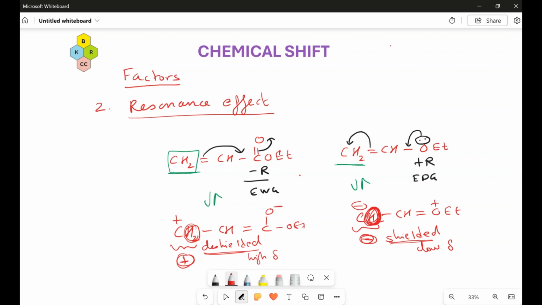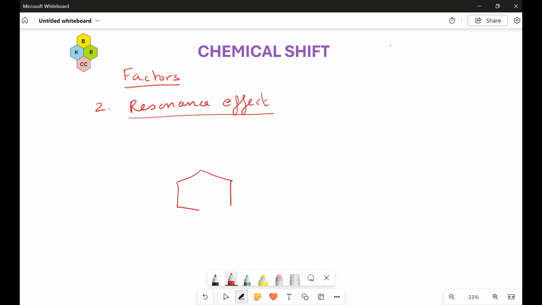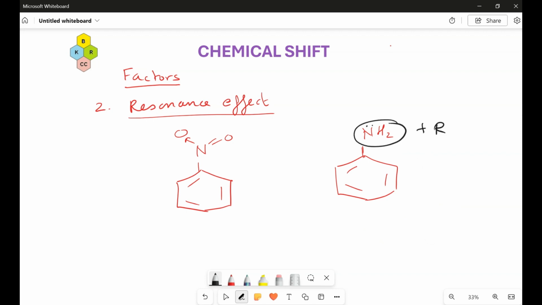they are shielded. If I take a benzene ring, I take a nitro group, and I take another benzene ring, and I take an amino group. You have guessed what I'm just planning to say. So, amino group lone pair of electrons acts as a plus R group, nitro group acts as a minus R group. What will happen? It will withdraw the electrons away from the benzene ring. Here, it will give the electrons towards the benzene ring. So here it is ortho-para-directing, this is meta-directing.